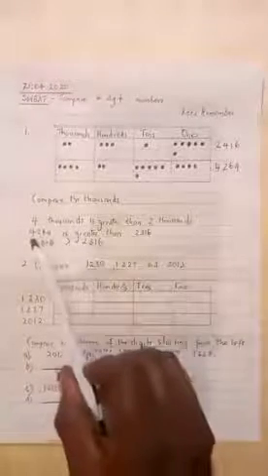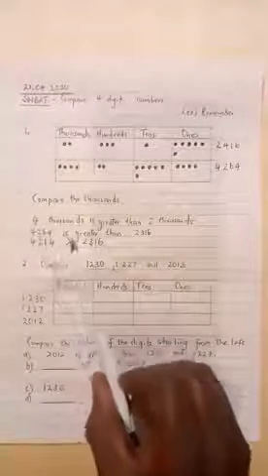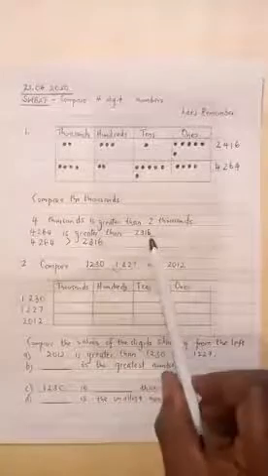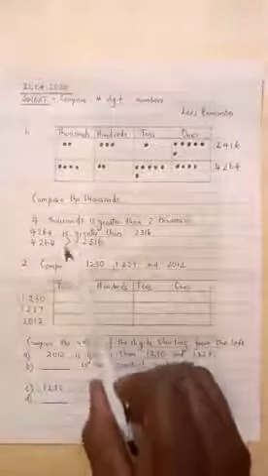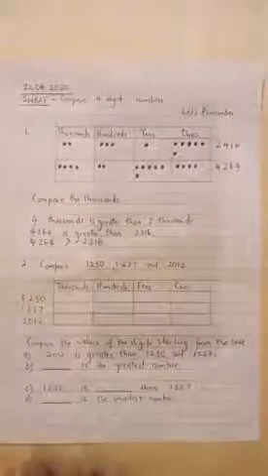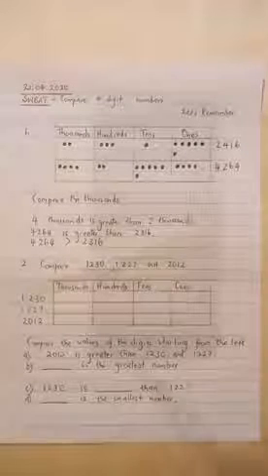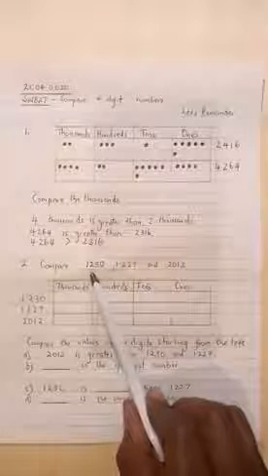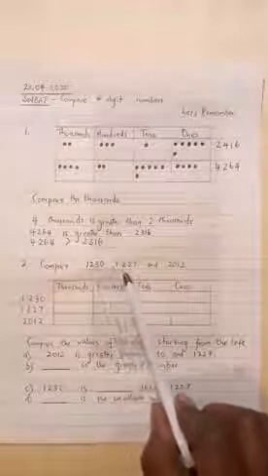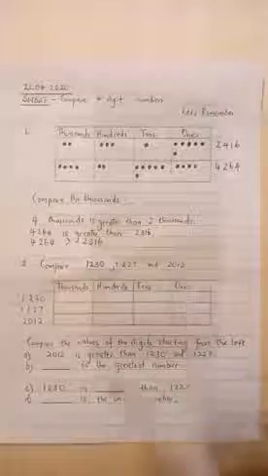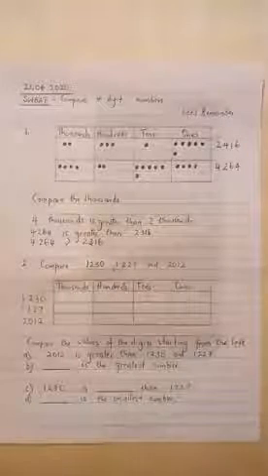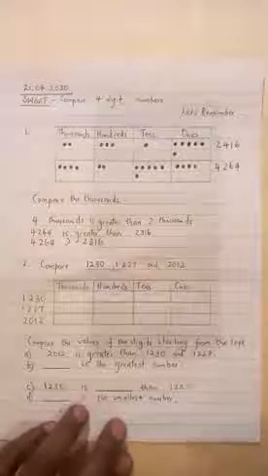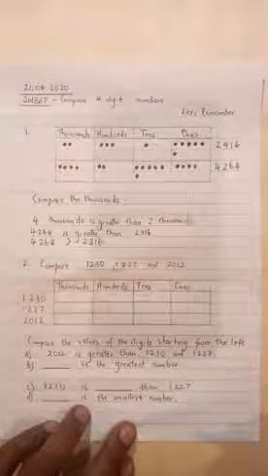Therefore, 4,264 is greater than 2,416. I've also used here the greater than sign to show the representation of those two numbers. In question number 2, we are comparing 1,230, 1,227, and 2,012. And I'm going to use place value discs to represent my 3 4-digit numbers.